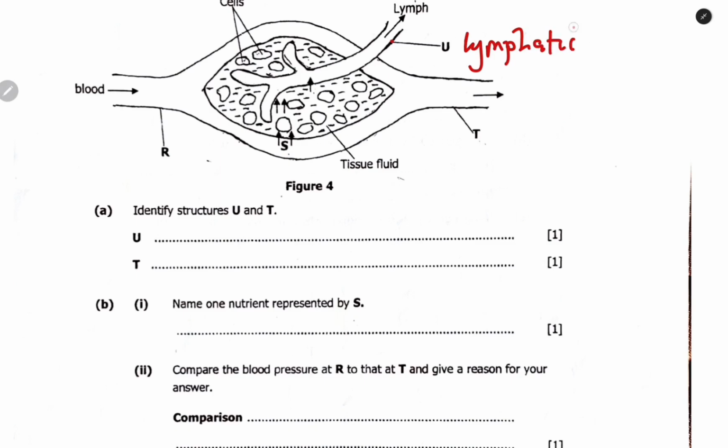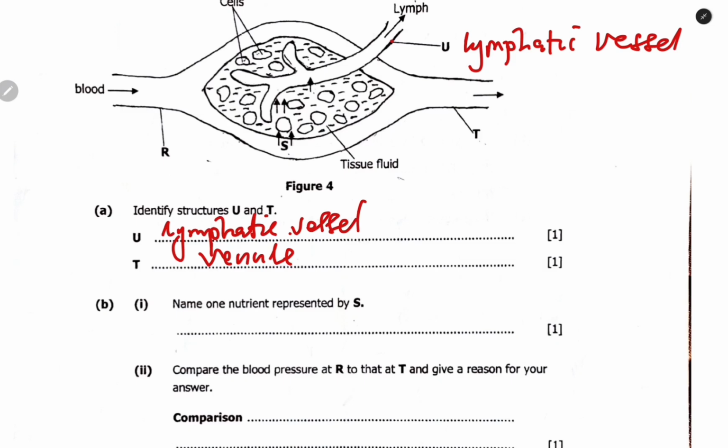This is called the lymphatic vessel. So U is the lymphatic vessel. Okay. Then of course, what about T? T is the venule. So the end part of the vein is called the venule. And when it comes here, this now becomes the capillary. The capillary is right here forming the capillary bed.